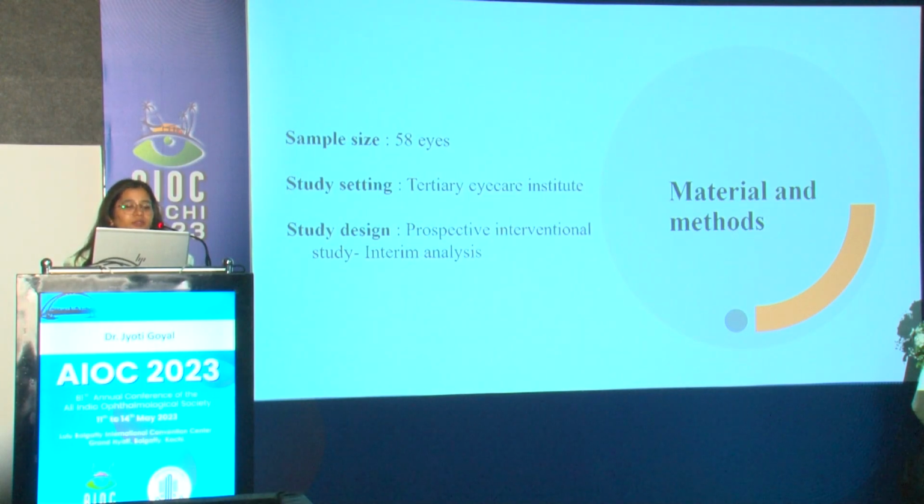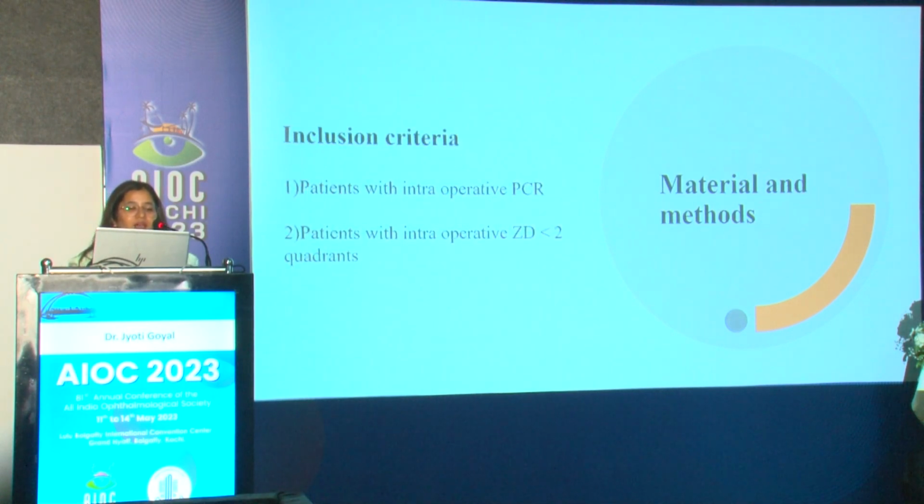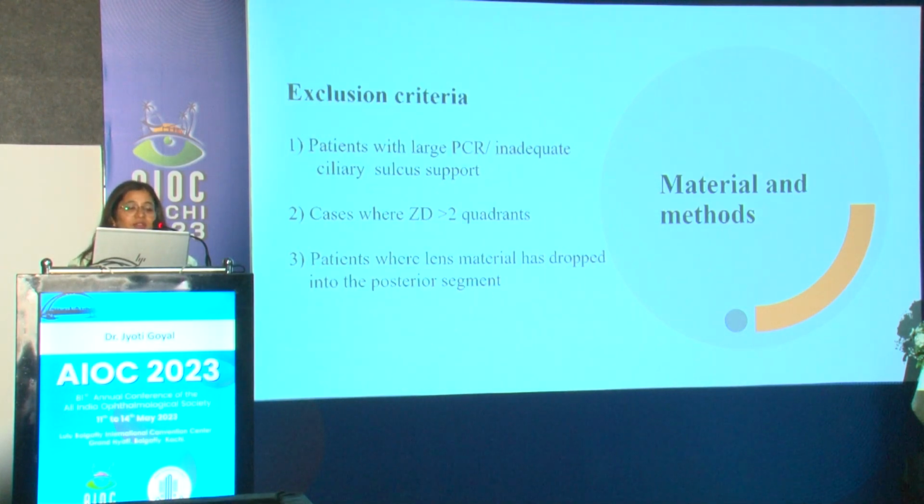We are planning to use this technique in 58 eyes in our hospital, which is a tertiary eye care institute, and this is an interim analysis of this prospective interventional study. In my study, I have included patients who have intraoperative PC rent or a zonular dialysis of less than 2 quadrants. Patients with a large PC rent or inadequate ciliary sulcus support, or a zonular dialysis of more than 2 quadrants, or where lens material has already dropped into the posterior segment are excluded from this study.